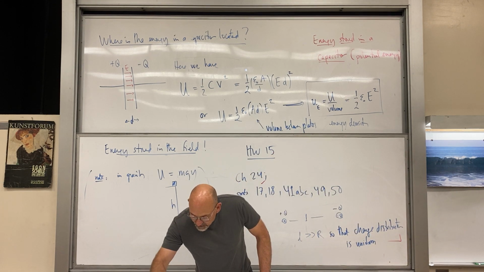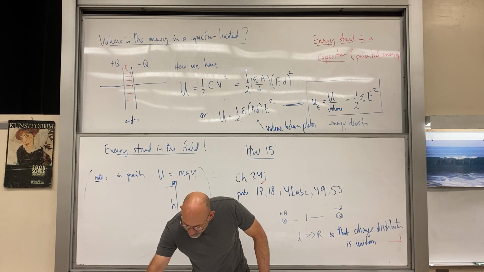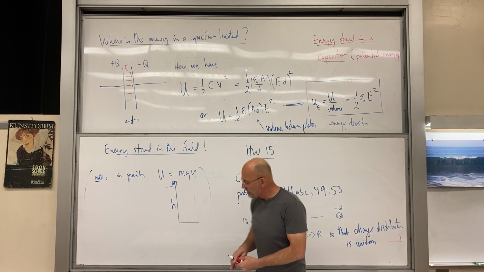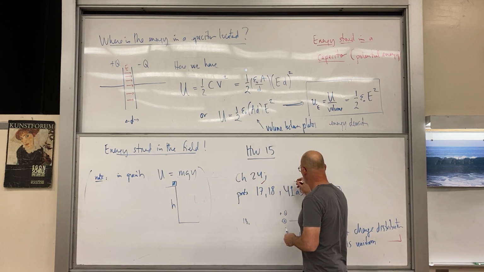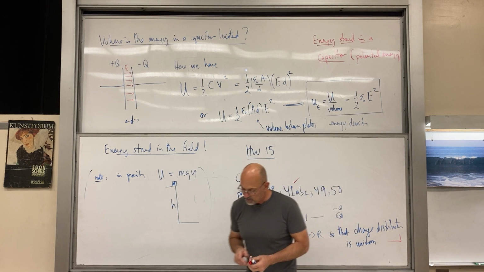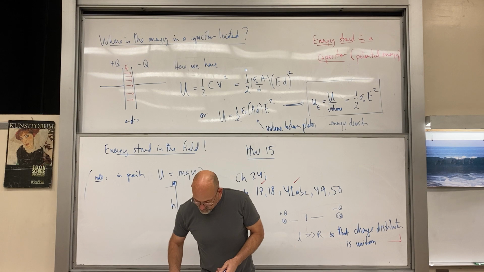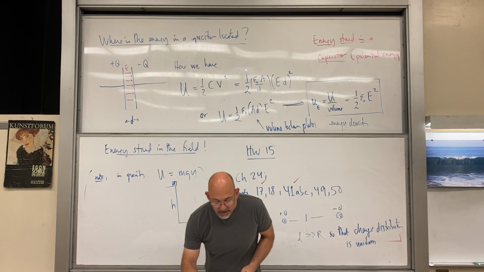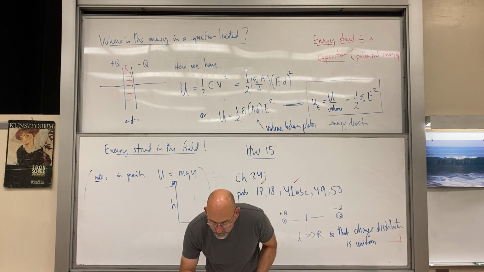What do we have here? 41 A, B, and C. Just numbers. Parallel plate capacitor. Not sure what I thought was so good about this. Oh yeah, it asks about the energy. So 41 A, B, and C is also just the numbers. No big deal. So what about 49 and 50? I think those are the good ones. We can even do 48.